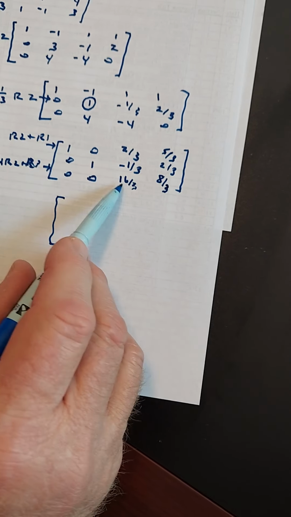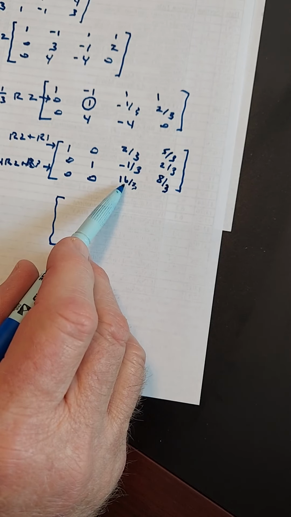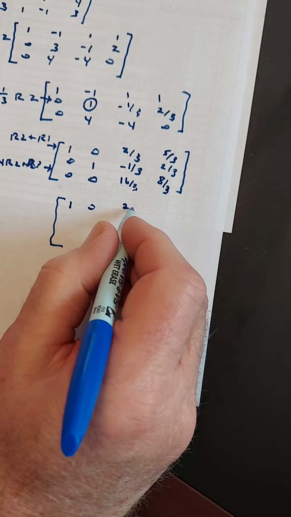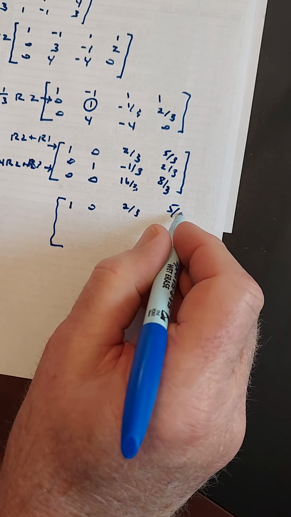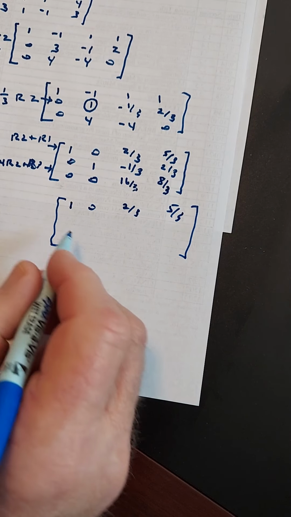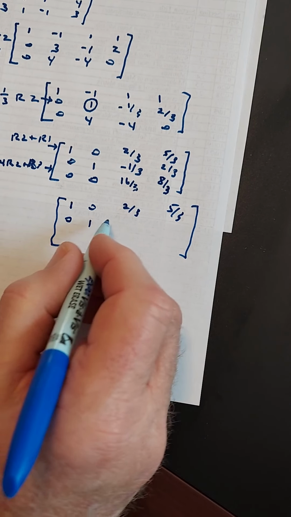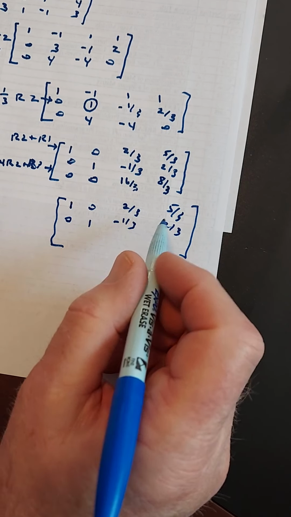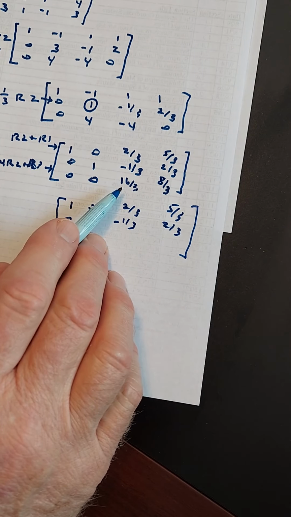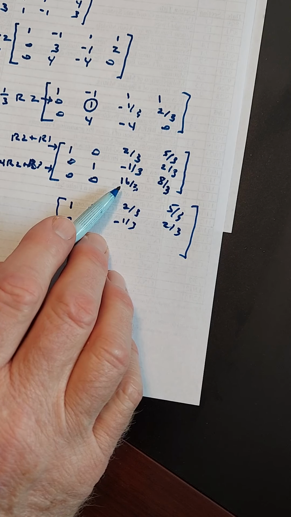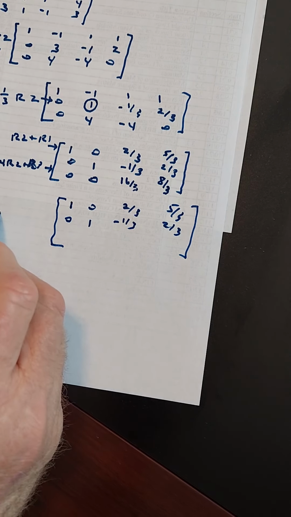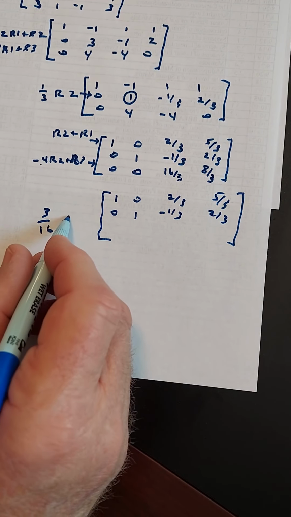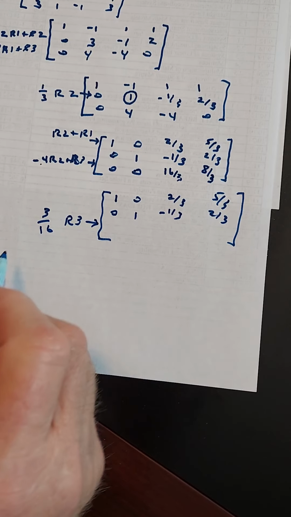So now we go to the third one. Remember, where's the 1 going to be? It's going to be right here. So I'm going to pivot off of that. Top row is going to stay the same. Second row is going to stay the same. They stay the same because the only thing I'm going to do is get a 1 here. And to get a 1, I'm going to multiply by the reciprocal. The reciprocal of 16/3 is 3 over 16 times row 3.